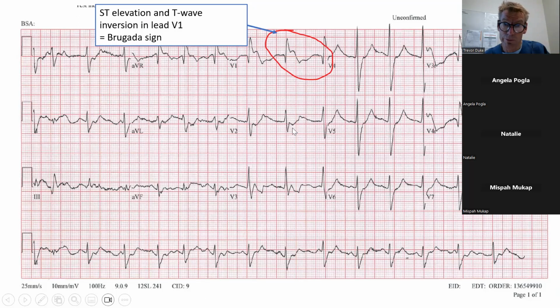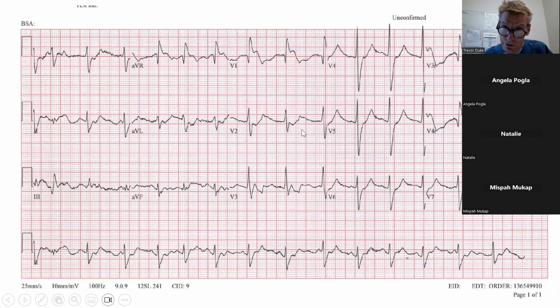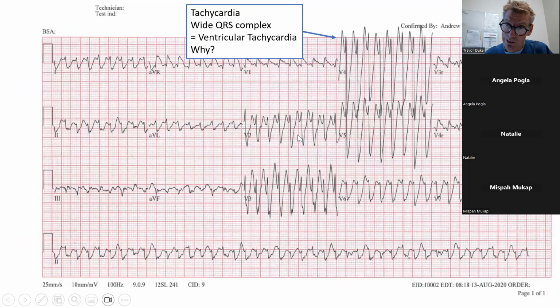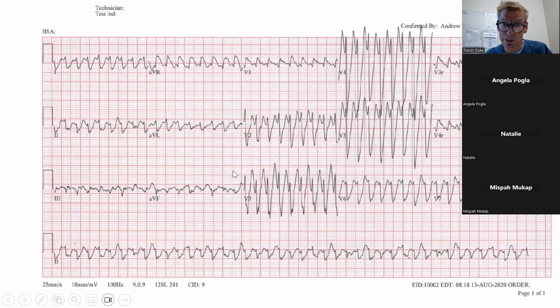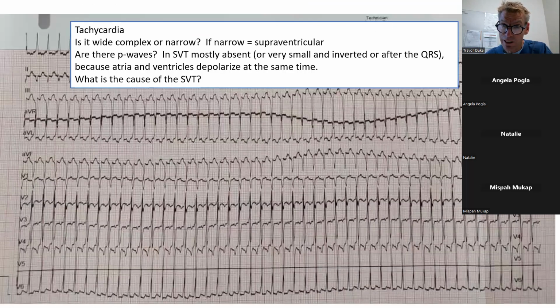I don't think you need to worry about that, but again, know the distinction between SVT and VT, because the treatments are quite different from SVT to VT. We'll talk about treatments and things at a later date. I just want you to be able to identify these characteristic changes today. But the first one I showed you was SVT related to Wolff-Parkinson-White syndrome.